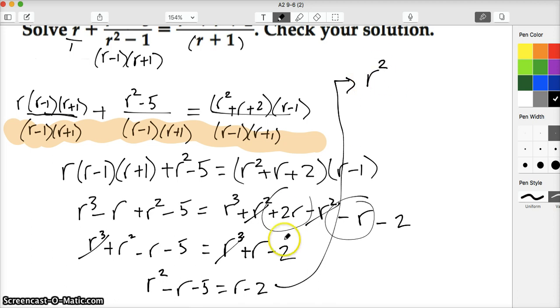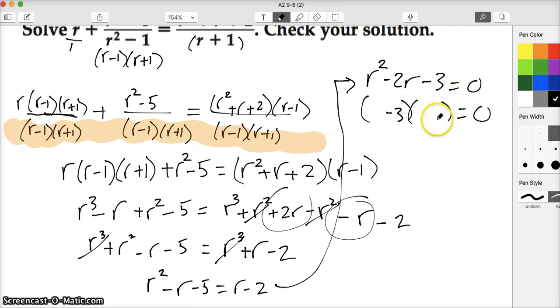I'm going to move everything over to one side because that's what we do when we solve quadratics. And we set it equal to 0. Yeah. Okay, you remember it. All right, so now r squared minus 2r minus 3 equals 0. We're going to see if we can factor it. If not, we're going to pull out the quadratic formula. But I think we can factor this. Negative 3, we can get that from minus 3 times a positive 1. So that's r minus 3, r plus 1.